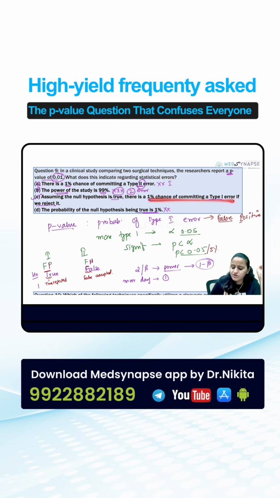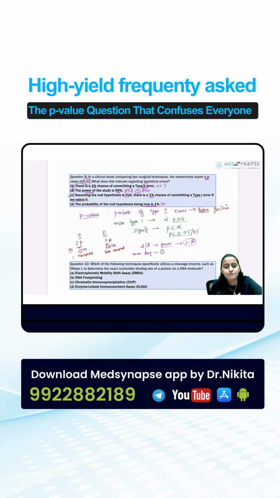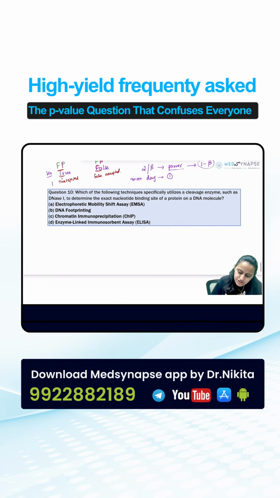Okay, this is the chance of committing the type 1 error. Is this clear with everyone? So null hypothesis is true and rejected. Okay, null hypothesis is true and rejected. Okay? Clear with everyone? P-value, type 1 error, type 2 error, false positive, false negative, true rejected, false accepted. Okay? Going to the next question here.